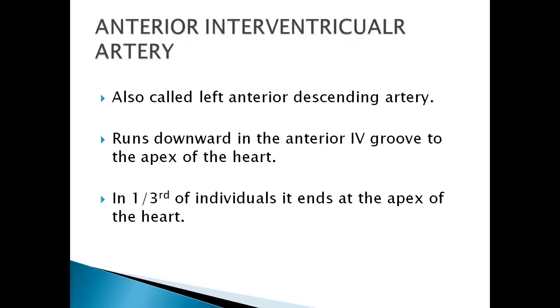The anterior interventricular artery is also called the left anterior descending artery or left anterior descending branch. This artery runs downward in the anterior interventricular groove and reaches the apex of the heart. At the apex, in about one third of individuals, it ends there. But in the majority of people, it anastomoses with the branches from the right coronary artery. Clear?